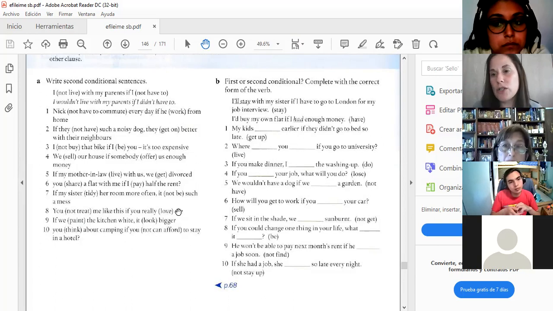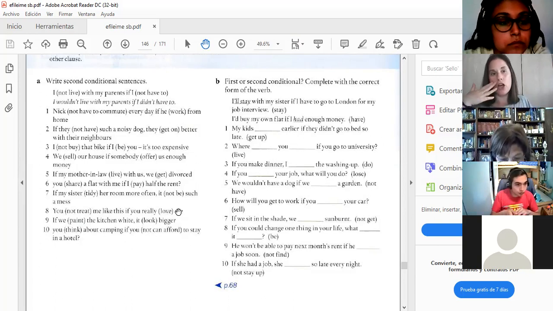So, let's write these sentences in second conditional. Let's do the first one together and let's read the example. It says, "I (not live) with my parents if I (not have to)." So you have to write a second conditional, and it says, "I wouldn't live with my parents if I didn't have to." No viviría si no tuviera que hacerlo.